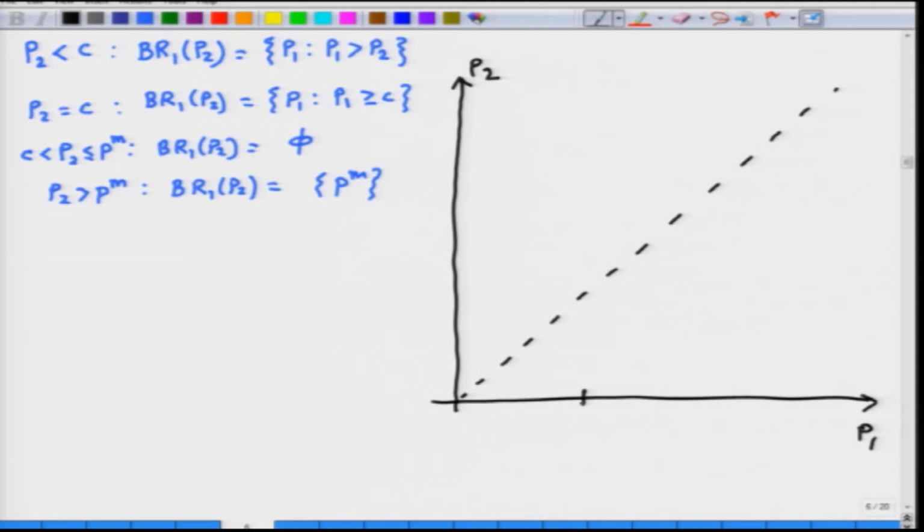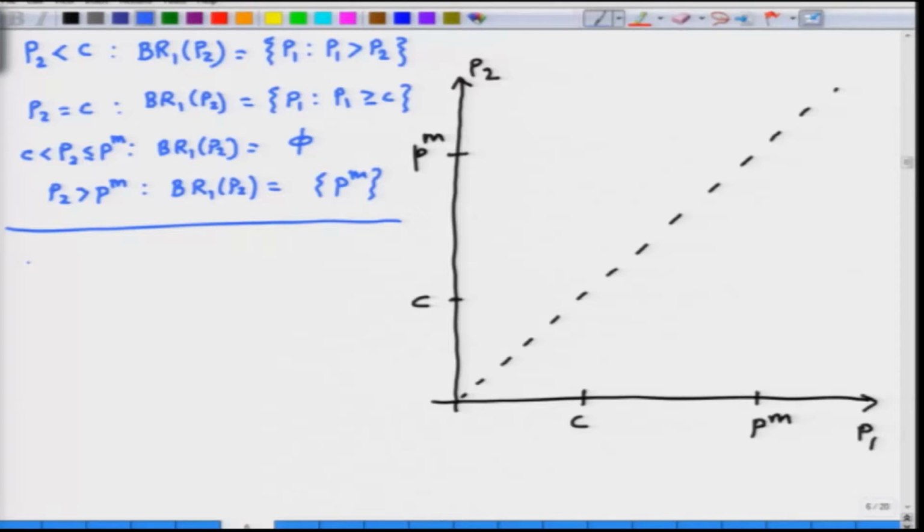So, I have C here, I have Pm, I have C and I have P, right. Before we do that, let us also write down the best response function for firm 2. We will do a process similar to what we did for firm 1. We will ask, for different possible choices of firm 1's price, for different possible choices of P1, what is the best response for firm 2.